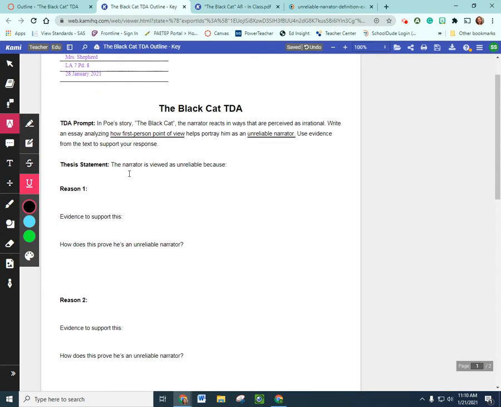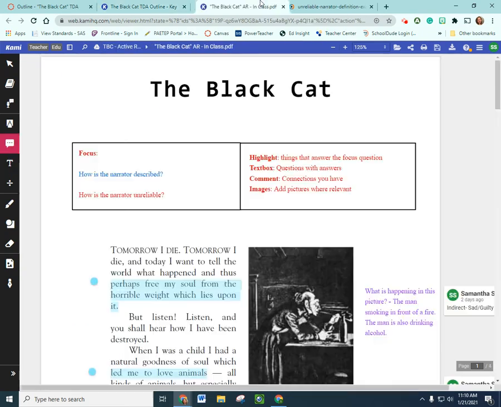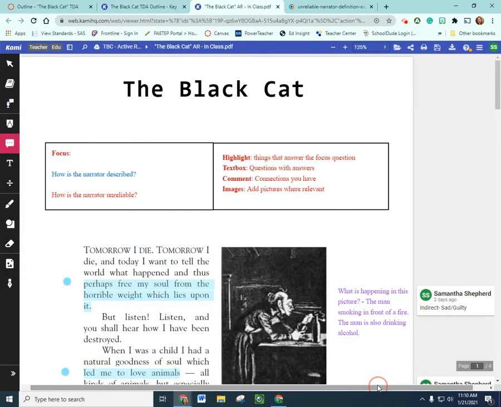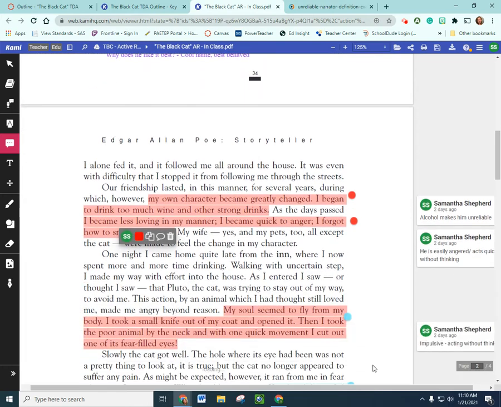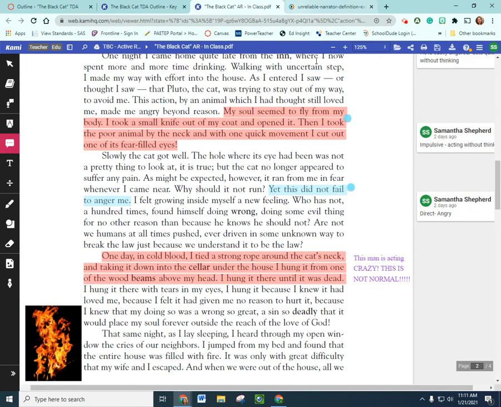The first thing that we're going to fill in here is our thesis statement. This is something that we're writing together. I've given you the first part: the narrator is viewed as unreliable because, and we need to come up with 3 reasons. We kind of did that in our active read. If we look back, we talked about him being an alcoholic. Alcohol can make you unreliable. Easily angered and violent. And a third reason could be that he's impulsive.